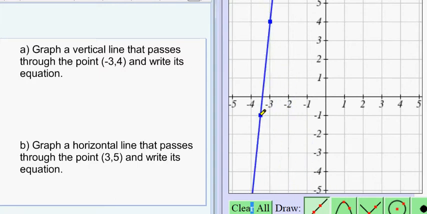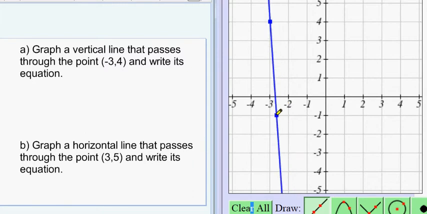I need only pick another point on the graph so that the x value is -3. If it's vertical, then that means all the x values of all the points on the graph will have an x value of -3. It doesn't really matter what y value I pick as long as the x coordinate is -3. So I'm just going to pick a point here, and I'm not sure exactly what the coordinates are, but the x value is definitely -3. So this would be the graph of a vertical line that passes through the point -3, 4.